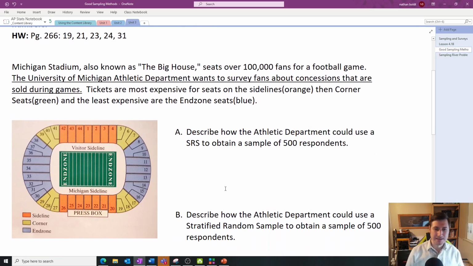So first we're going to do the easiest one. Describe how the athletic department could use a simple random sample to obtain a sample of roughly 500 respondents. Okay, so this is the easiest one, just picking at random. But you can't just say pick at random. You got to give me more than that. If you're describing a random sample, you got to say a little bit more.